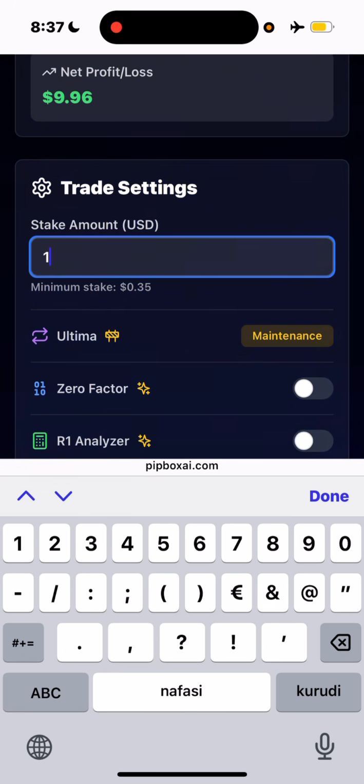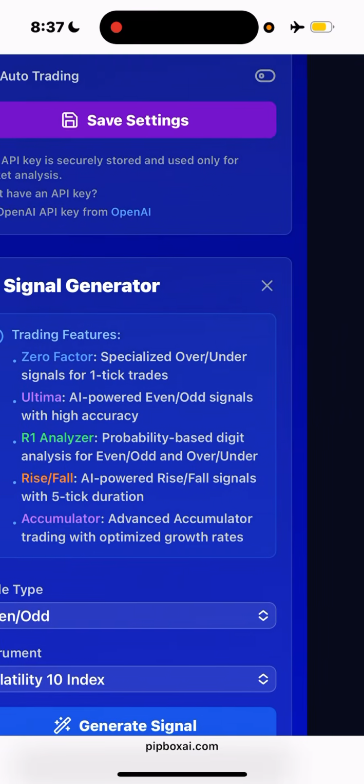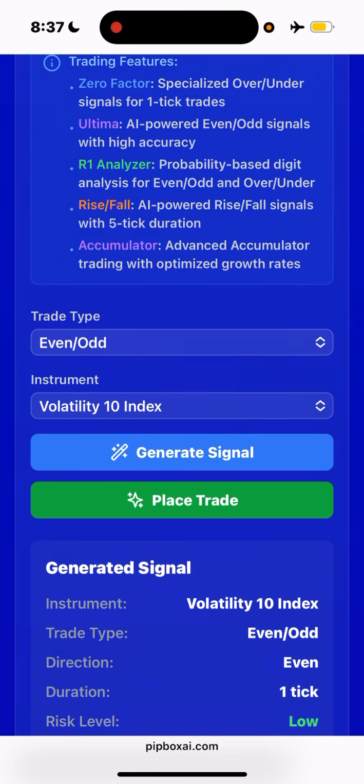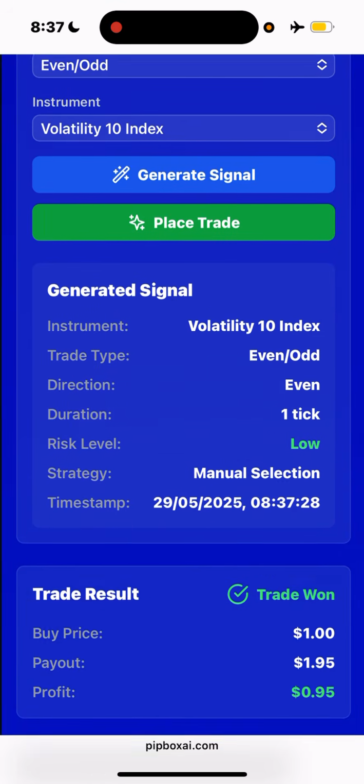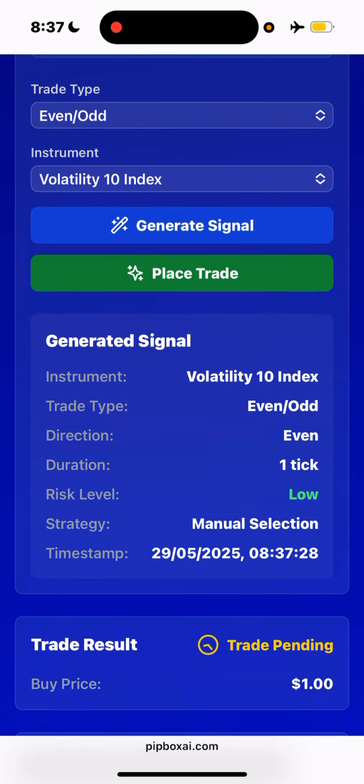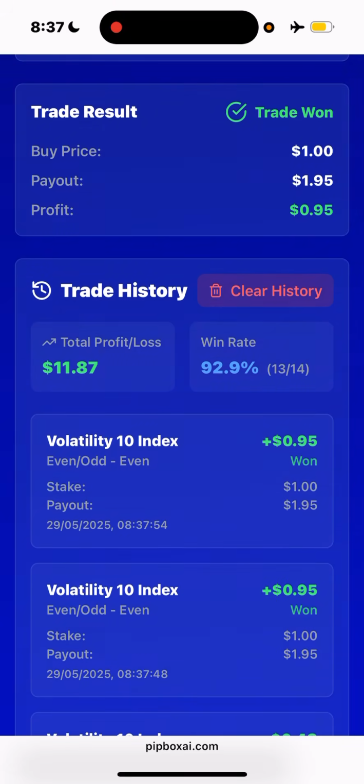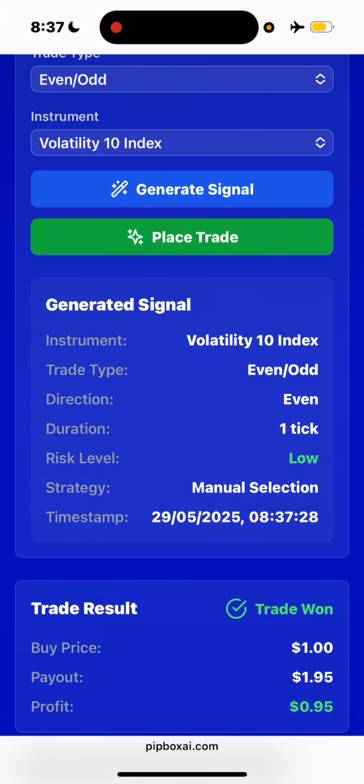Today we'll force the accumulator factor to give us the profits that we deserve. So after this, after recovering the loss, I'll go back to accumulator factor and see if you're able to make that profit using auto trading with accumulator factor or not.